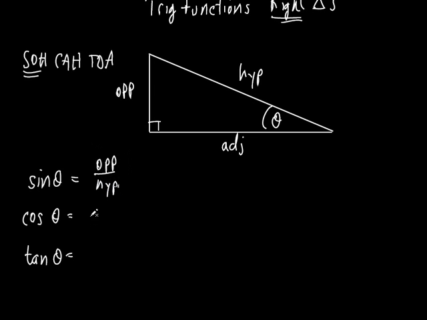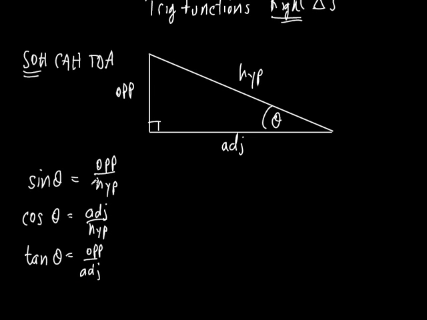All right. What about the cosine? What's that? It's adjacent over hypotenuse. And this is how you remember it, but this is what it actually is. Then the tangent is OA, so it's what? Opposite over adjacent. All right, no big deal.